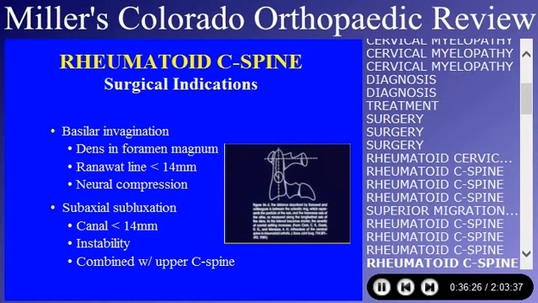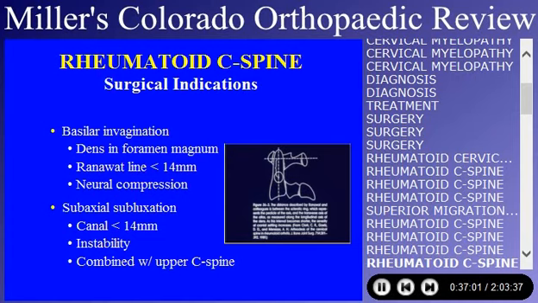Or if they have C1, C2 instability, under what circumstances do you go up to the dens? If you see the dens inside the foramen magnum, that's basilar invagination. The Ranawat line, if it's less than 14 millimeters, a line across the ring of C1, and you drop it perpendicular down to the midpoint of the cervical pedicle, that should be 17 millimeters. If it's less than 14 millimeters, then Ranawat says that's basilar invagination. And certainly on the MRI, if you visualize neural compression of the dens up into the brainstem, that means they have basilar invagination.